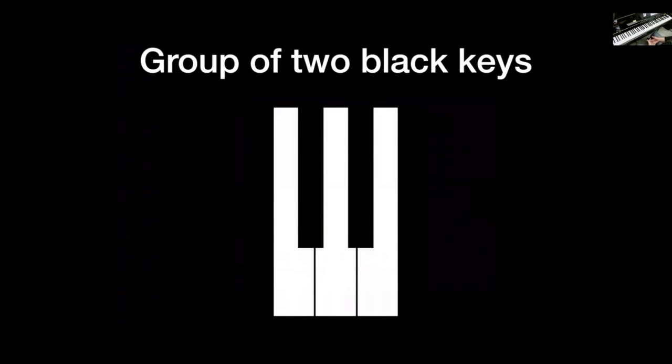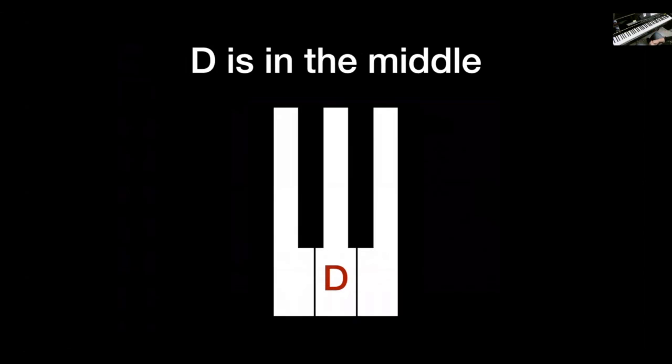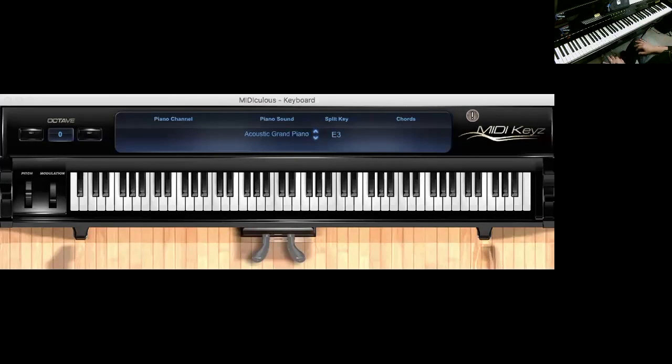Well, I guess by now you know what to expect. If we had C to the left of the two black keys and D in the middle of the two black keys, the next note that we're going to discover has got to be the next one in the alphabet, E, which is going to be to the right of the group of two black keys. Well, you know what to do. Locate the two black keys and play the E to the right of them. Do that for every E that there is on your piano or keyboard.